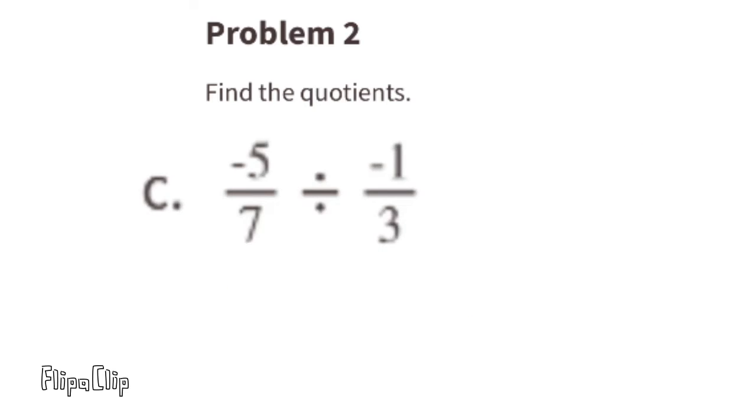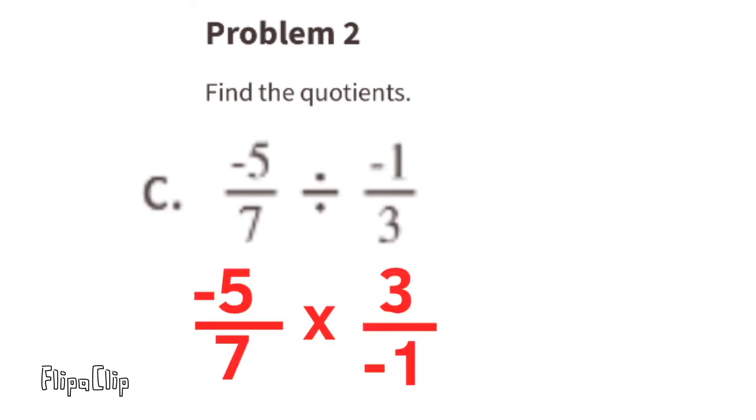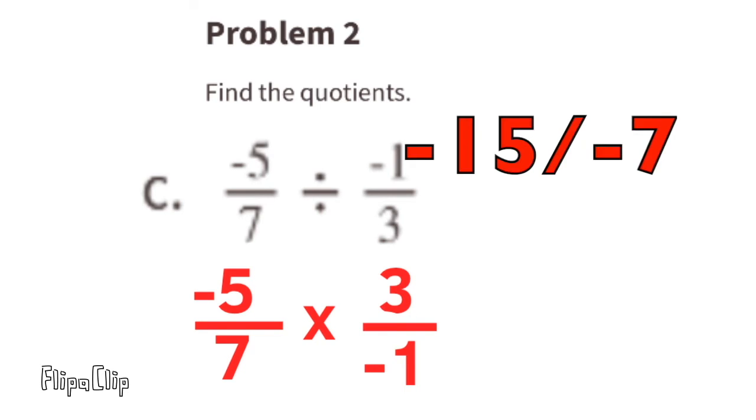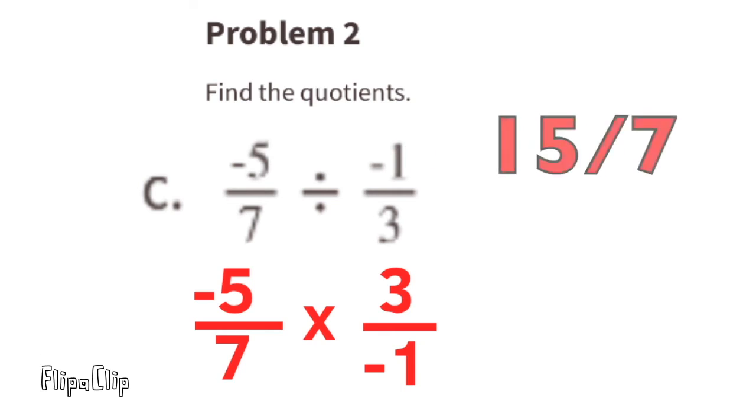C. This is a negative divided by a negative, so the quotient's going to be positive. We can change this to a multiplication problem by multiplying negative 5/7 by the reciprocal of negative 1/3, which is 3 over negative 1. Negative 5 times 3 is negative 15 over 7 times negative 1. That's negative 7. Negative divided by a negative is a positive, so the quotient is 15 over 7.